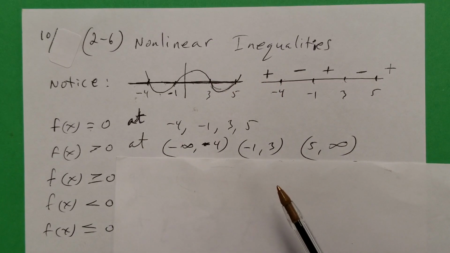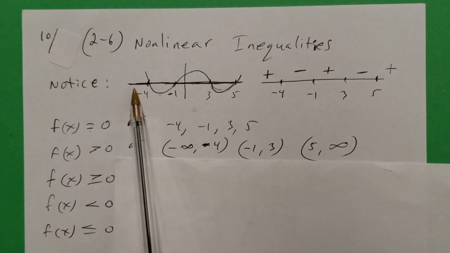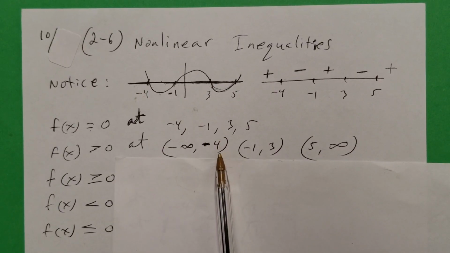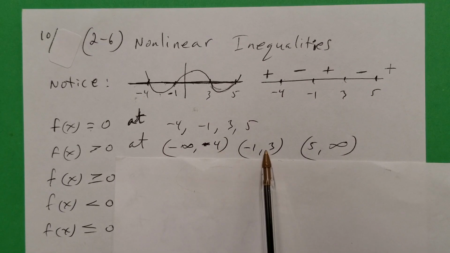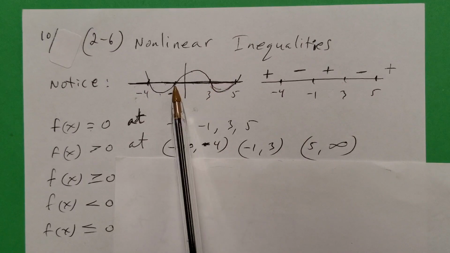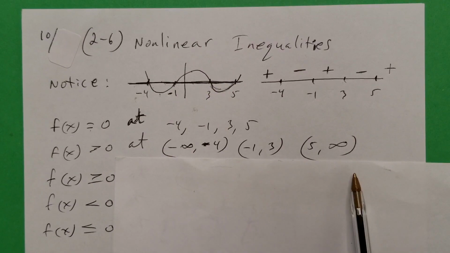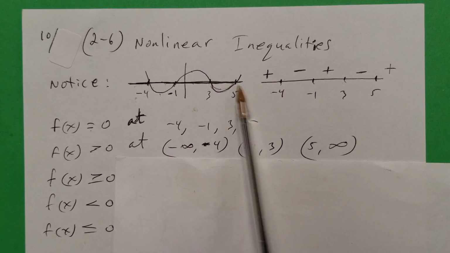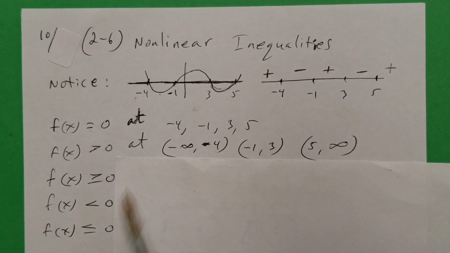Look how I did it. So -infinity all the way to -4, not including -4, that's greater than 0. And then we skip on to -1 to 3, right? That's above 0, not including -1 and 3, because that's equal to 0. And then from 5 onwards, from 5 to infinity, it's also greater than 0.